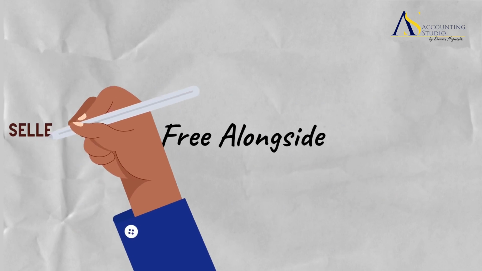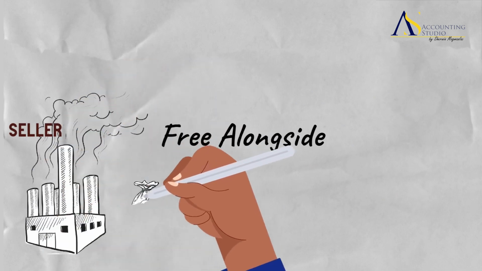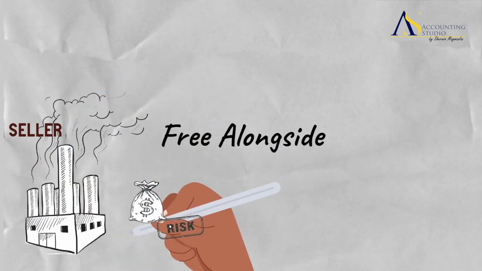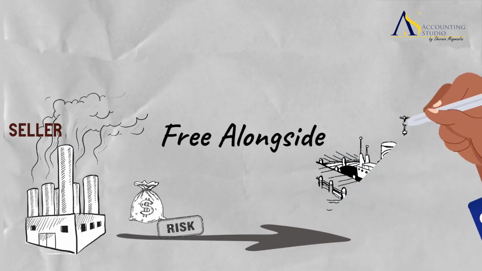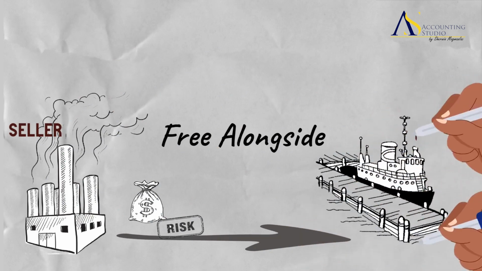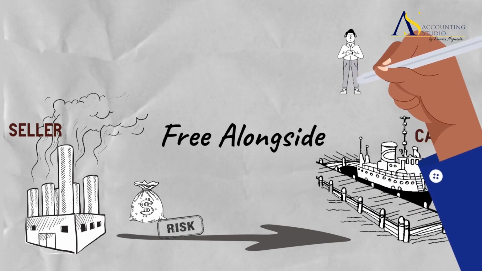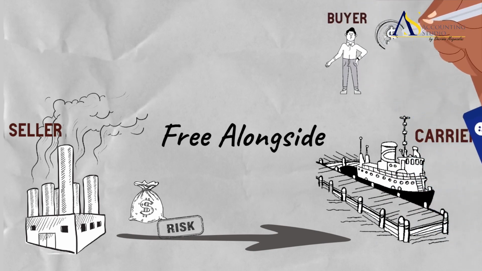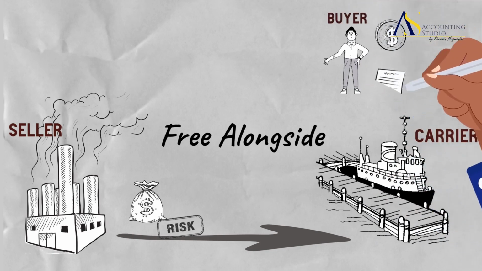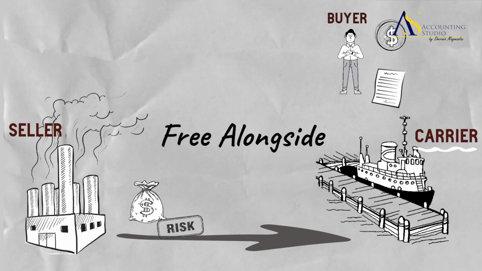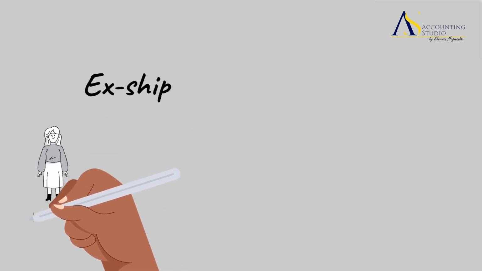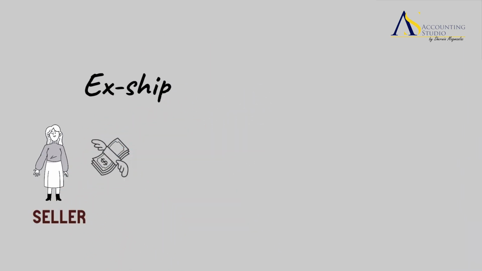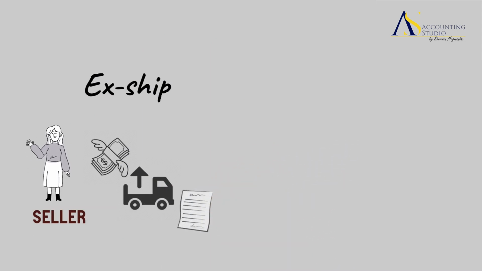Next is FOS, or free alongside. A seller who ships free alongside must bear all expense and risk involved in delivering the goods to the dock next to or alongside the vessel on which they are to be shipped. This means that the buyer is the one who pays for loading and shipping costs. The title only passes when the carrier takes possession of the goods. There is also a term called ex-ship, wherein the seller assumes all expenses after the goods are unloaded from the carrier, at which time title passes to the buyer.